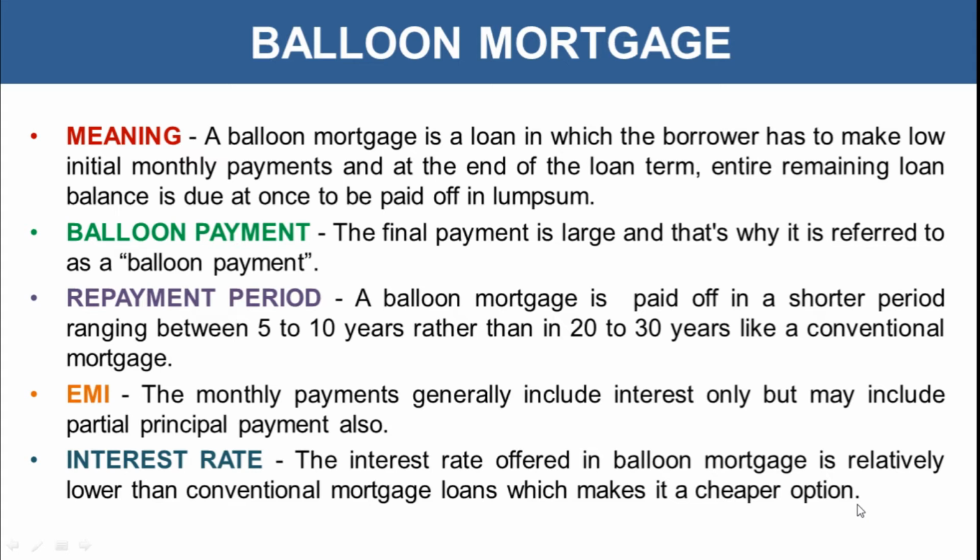So you can get a difference of 0.50%, somewhere ranging between 0.50% to 0.80%. So this would be the difference in the interest rate, which makes it a cheaper option. But again, I talked about the pros and cons of the balloon mortgage, which we will discuss, whether you should consider going for it or not.